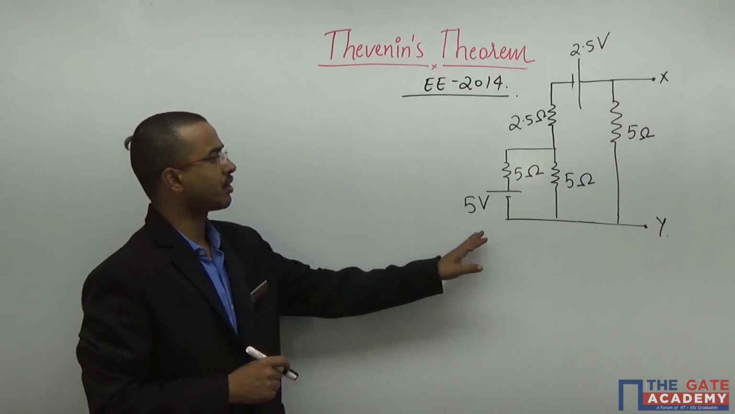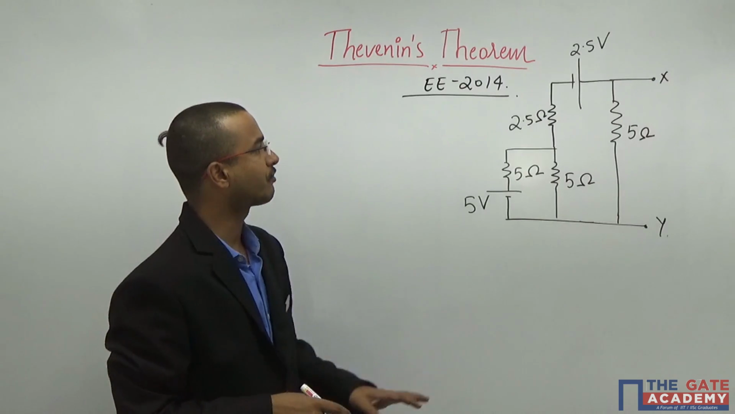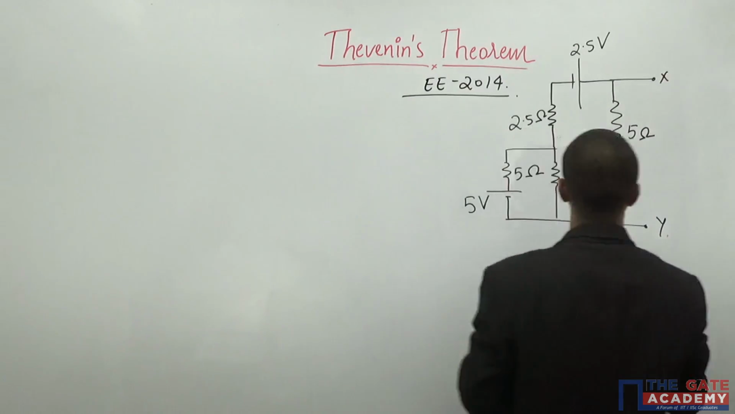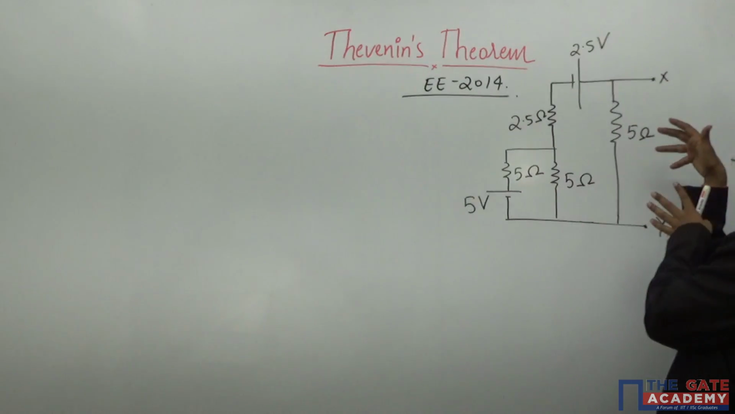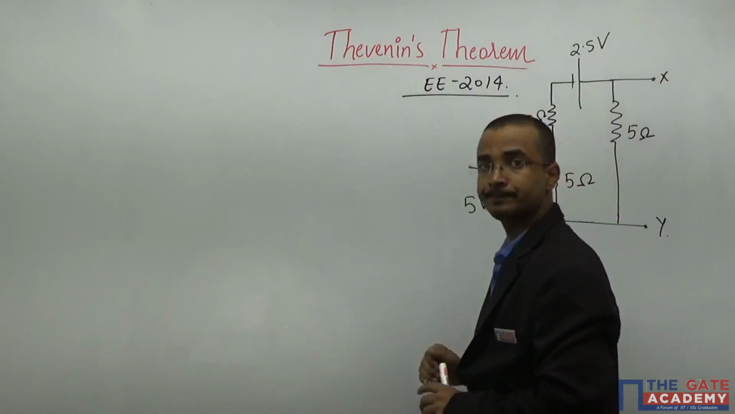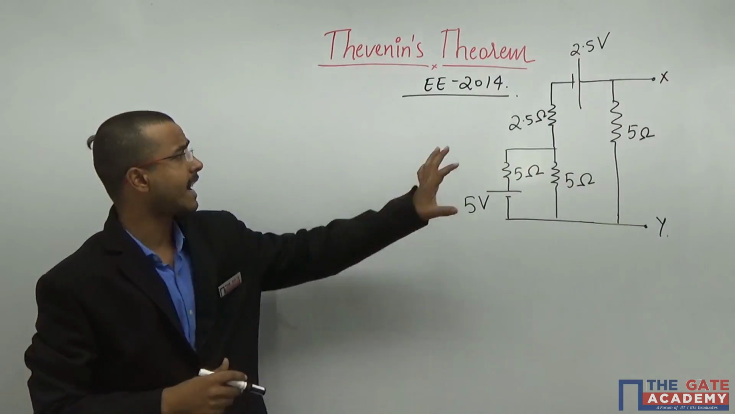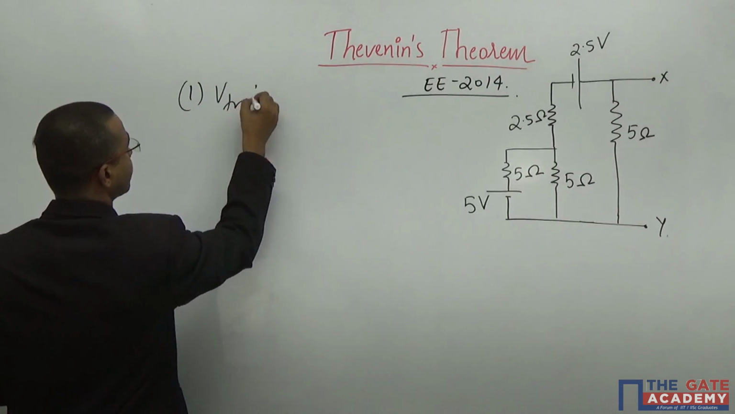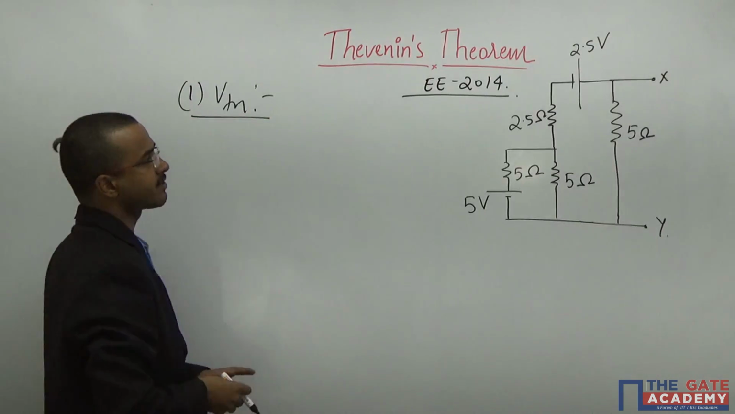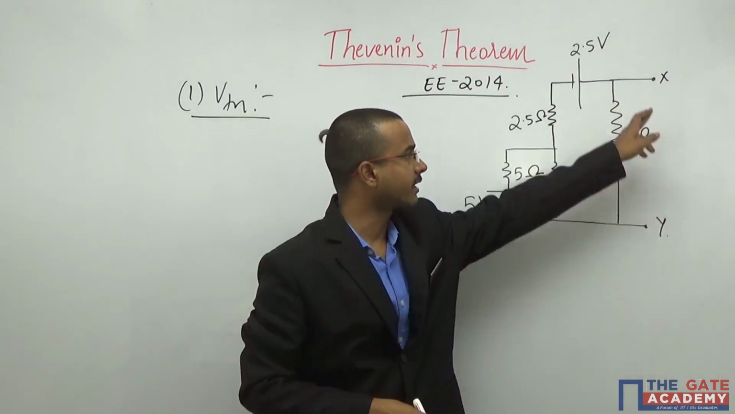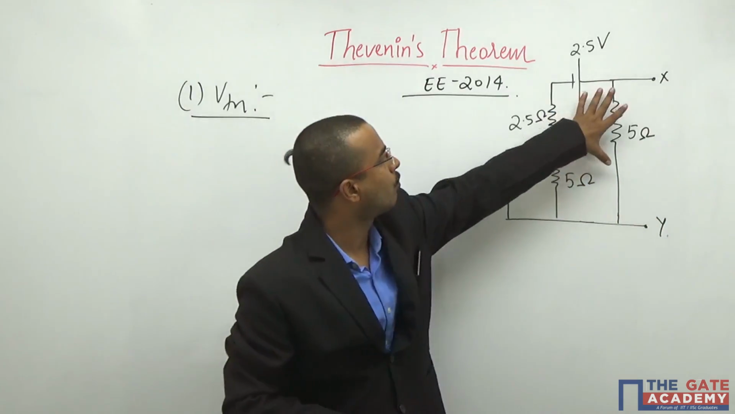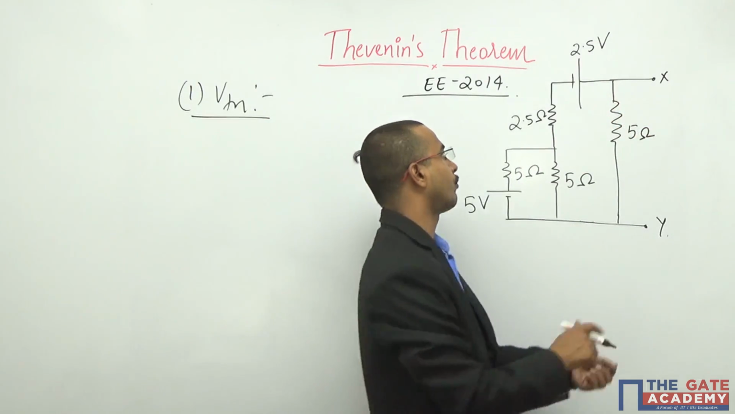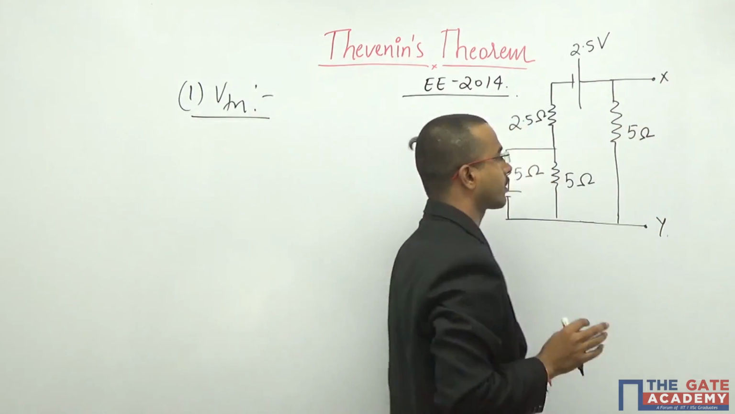This is the next question of the same type and you have to calculate the Thevenin equivalent across this terminal X and Y. That means how much you will see from here. First thing I will calculate is VTH. They have already provided the open circuited terminal here, and I want to calculate the voltage across this 5, because whatever voltage I get here, I will get the same voltage across X and Y.